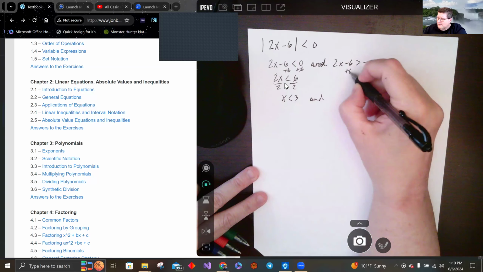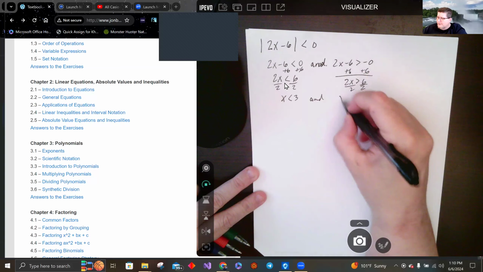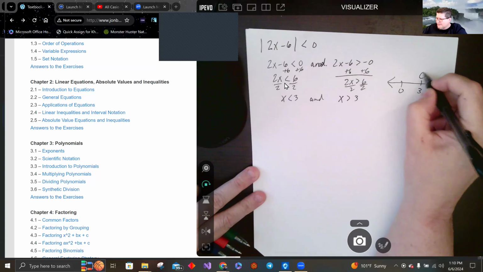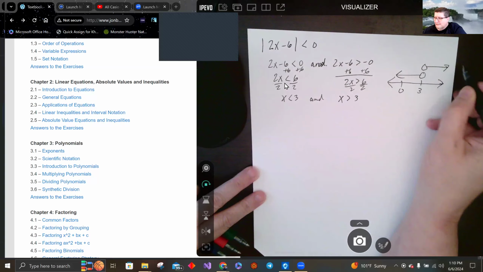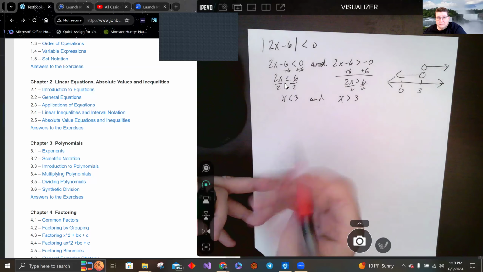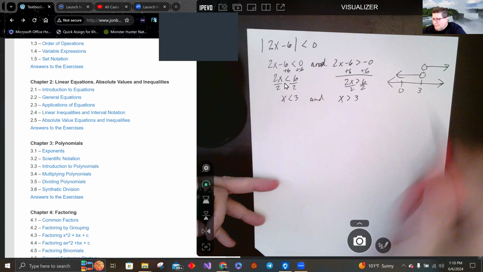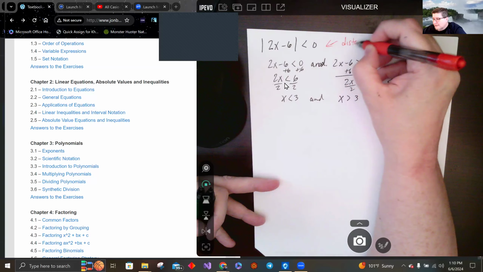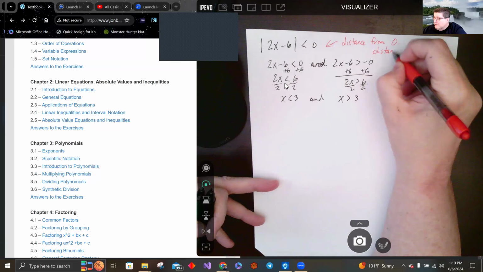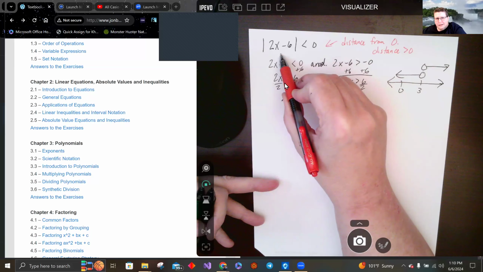And x is greater than 3. X is less than 3 is that, and x is greater than 3 is that. There's no overlap. The reason why, remember, this is distance from 0. Distance has to be greater than 0, and there's no way to get a number less than 0 here. So there's no solution.